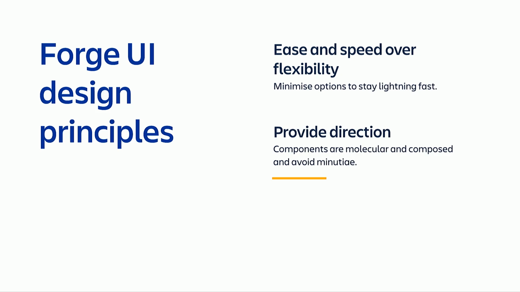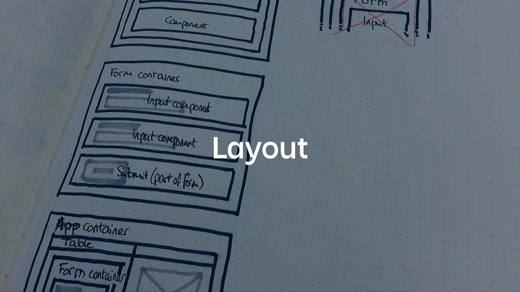Each Forge component is an intentional solution for a particular use case. A good example of this is that if you have a text input in a form, the input component is not just the actual text input, but comes with a label and with a place for validation text, all built in. These principles helped guide all of the next steps that we took.